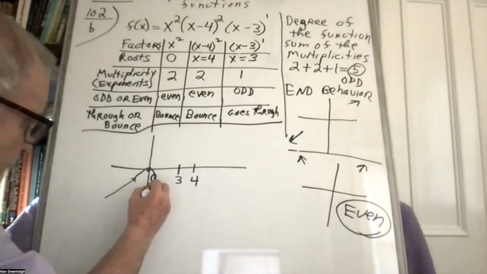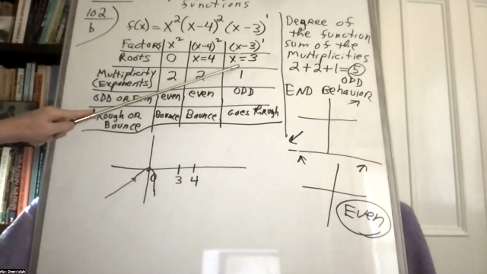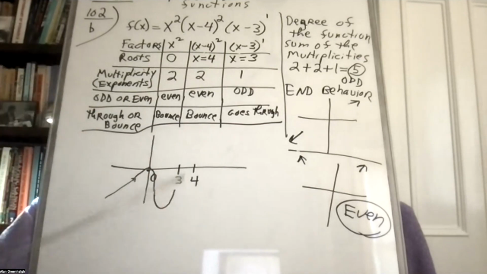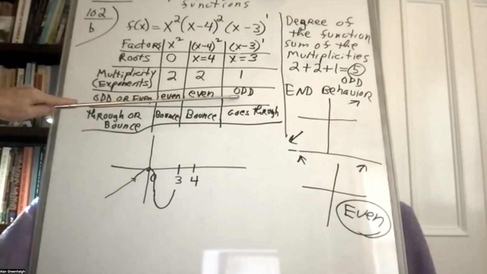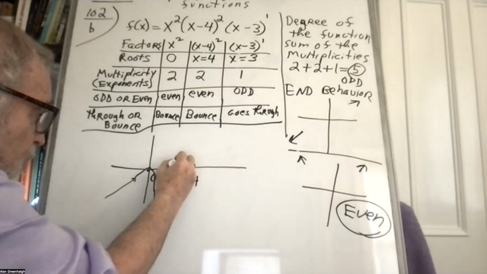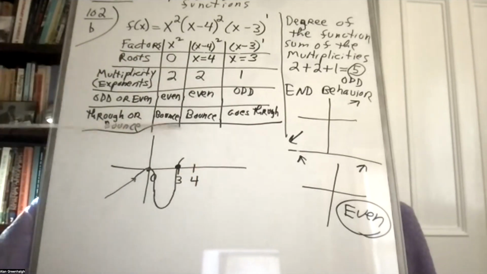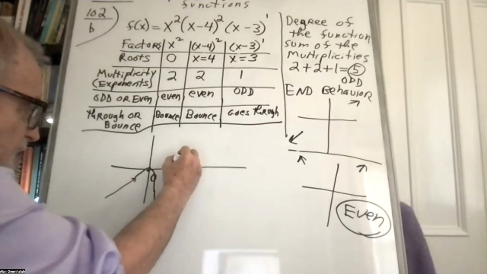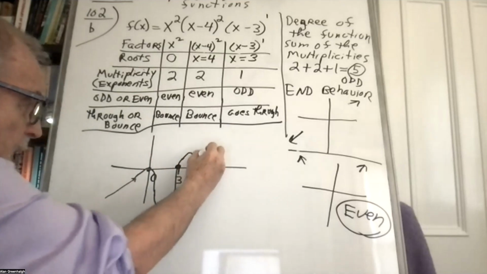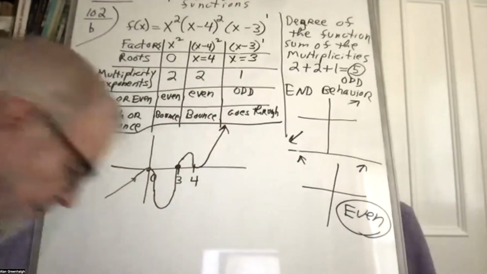And then it's got to come back because the next value of x is 3. So it's going to come around like this, and it's going to do something at 3. Well, what is it going to do? It's an odd exponent, so it's going to go through. And then what happens at 4? It's an even number, so it's going to bounce. So it's going to go like this, turn around suddenly, come back to 4, bounce, and go off into space.